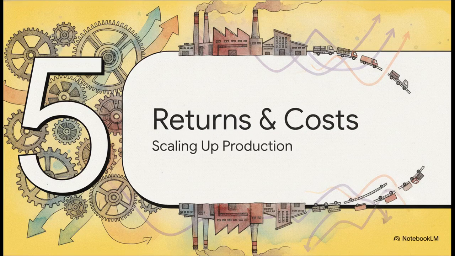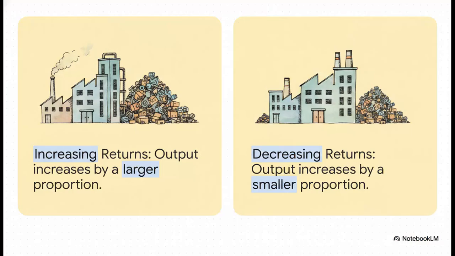Section 5, Returns to Scale and Costs. So what happens in the long run when we aren't restricted by fixed factors? Well, we can scale everything up. If you double all your inputs, like twice the land, twice the workers, and your output more than doubles, you're experiencing increasing returns to scale, or IRS. But if you double all your inputs and your output increases, but it less than doubles, you face decreasing returns to scale. It's just simple proportional math.